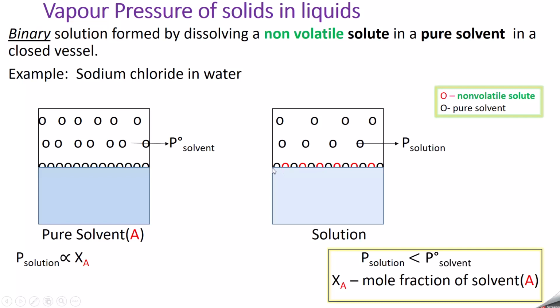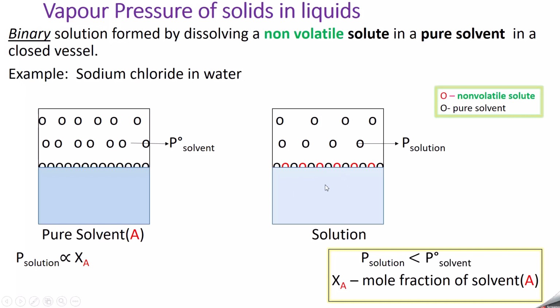Therefore, the number of solvent particles occupying the surface becomes less, so the number of solvent particles going to the vapor state also decreases, and therefore the vapor pressure decreases. So when you add a non-volatile solute into a solvent, there is a lowering of vapor pressure. P0 solvent is greater but P solution is decreased, therefore there is a lowering of vapor pressure when you add a non-volatile solute into pure solvent to form a solution.